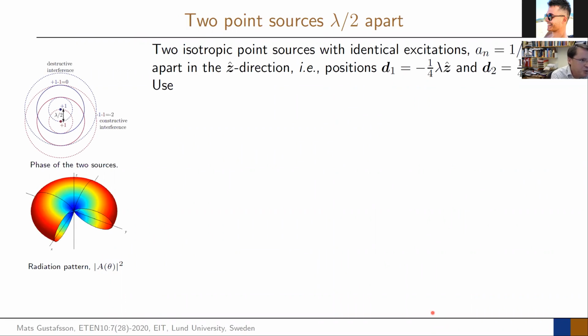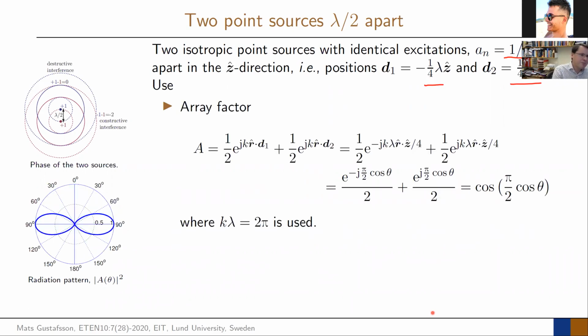So we take these two isotropic point sources. We say we have equal excitation, so the spacing is 0.5 lambda, lambda over 2. And that means I put the positions as I had before, let's say plus minus a quarter of a wavelength in the Z direction. That's what I put down. And now I'm going to compute the radiation pattern, or the array factor, for this one.